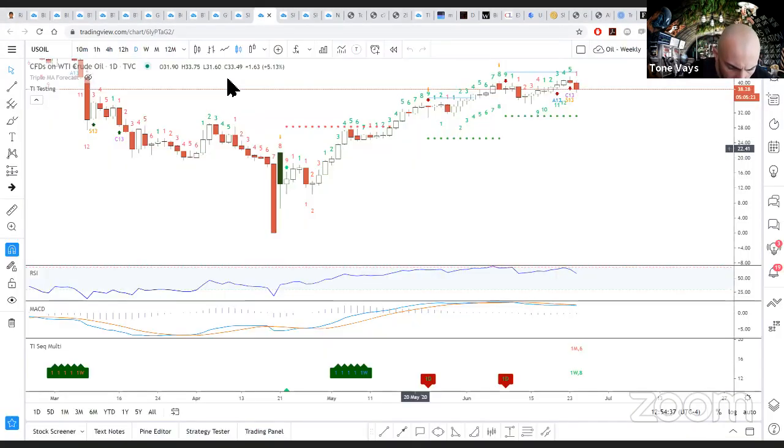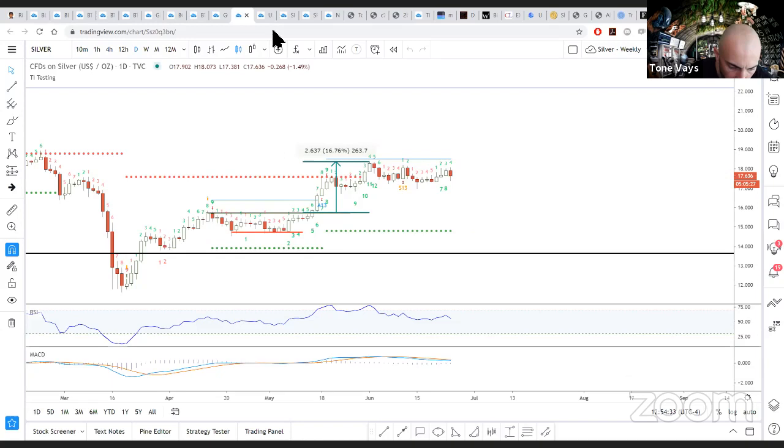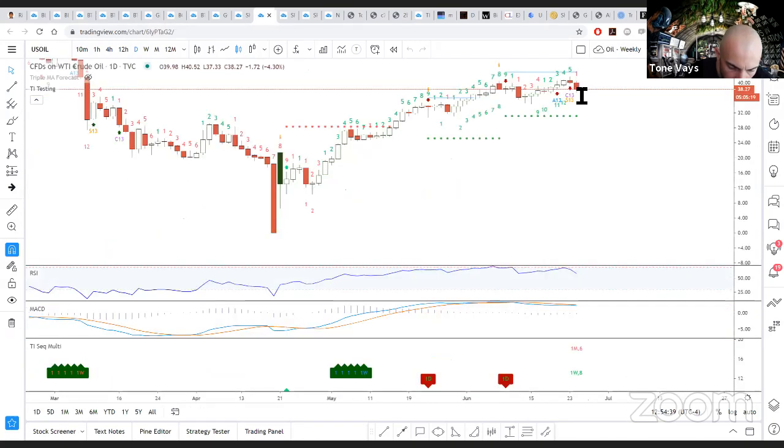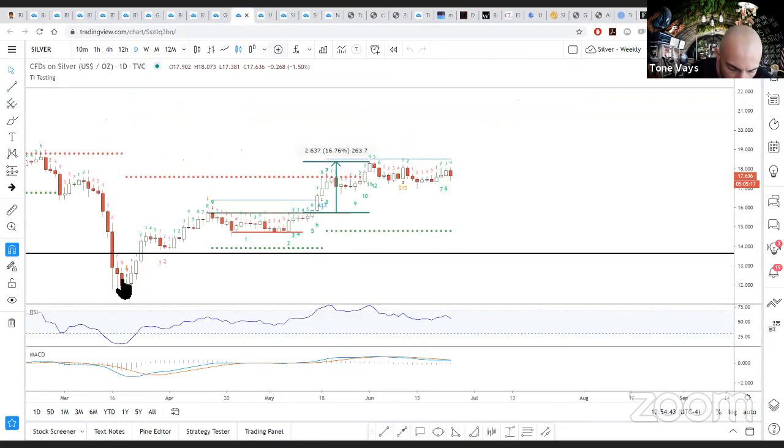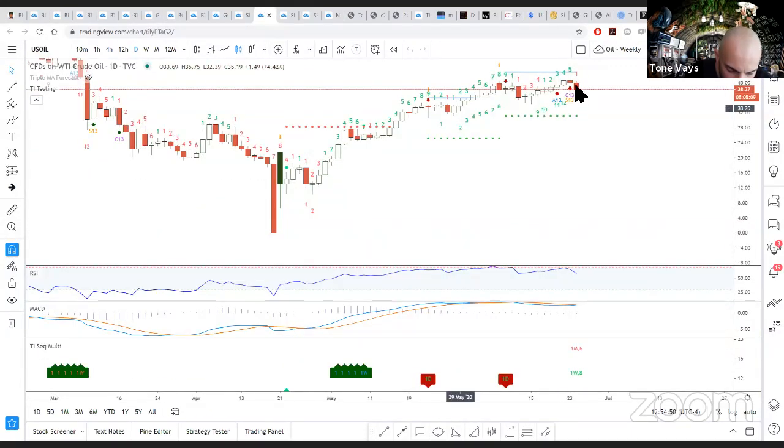Okay, what is this? This is also oil. So what is this? Sorry, this is silver. My bad. This is oil. The charts look similar. No wonder. This is silver. It looks very similar to the oil chart. It's consolidating as well. So everything I said about oil, look at it through this chart.